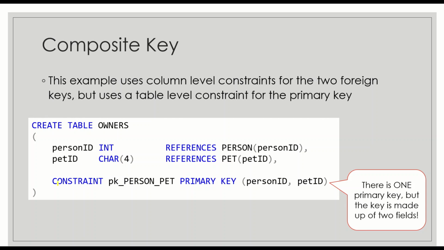Then, in order to create the composite primary key, I create the constraint at table level, and you can see how the primary key is only defined once, but in the definition we mentioned that it's made up of two fields. So the fields are comma separated inside these two round brackets.